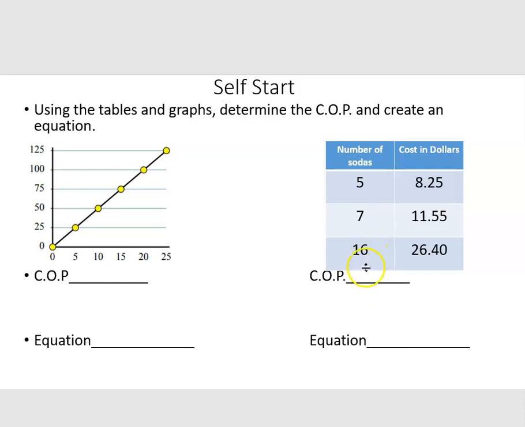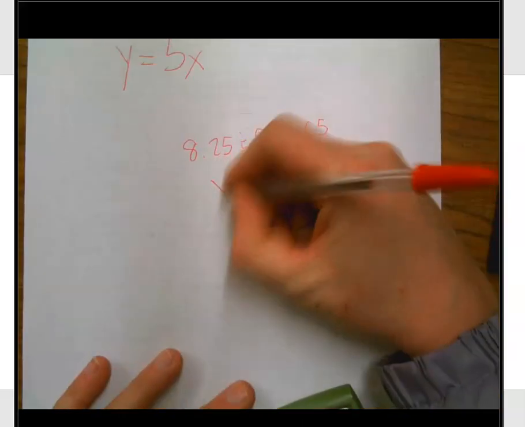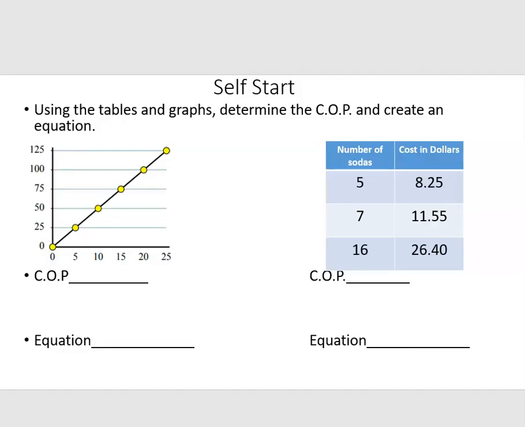So our constant of proportionality is 1.65, and our equation is y equals 1.65x, where x is the number of sodas and y is the cost in dollars.